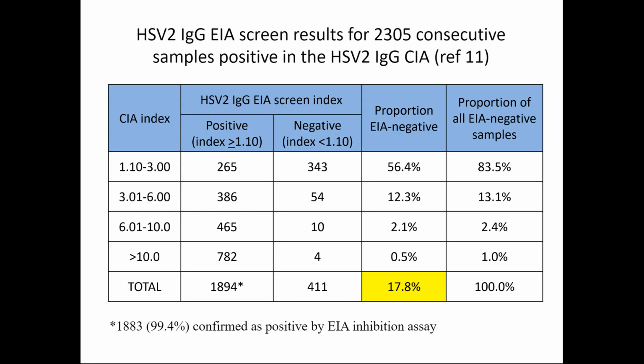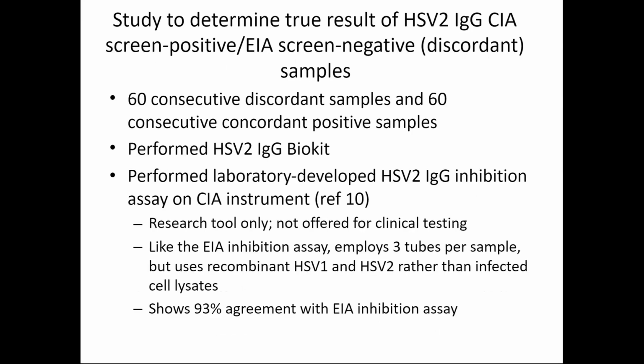Well, then that raised the question, what is the real result, the true result on these discordant samples that are CIA HSV-2 IgG screen positive, but screen negative on the EIA? To do that, we set up a study to address this. We collected 60 consecutive discordant samples, that's the CIA screen positive, EIA screen negative samples, and 60 consecutive concordant positive samples.